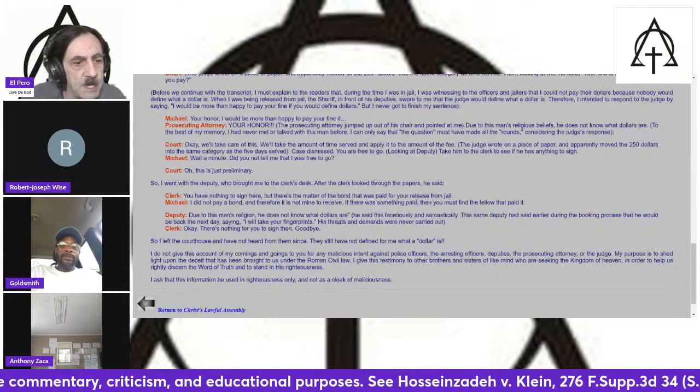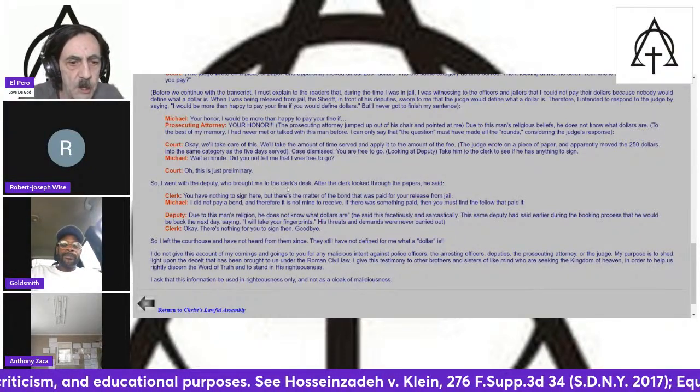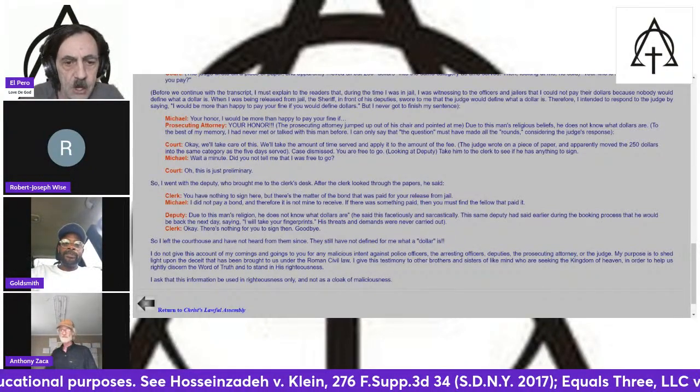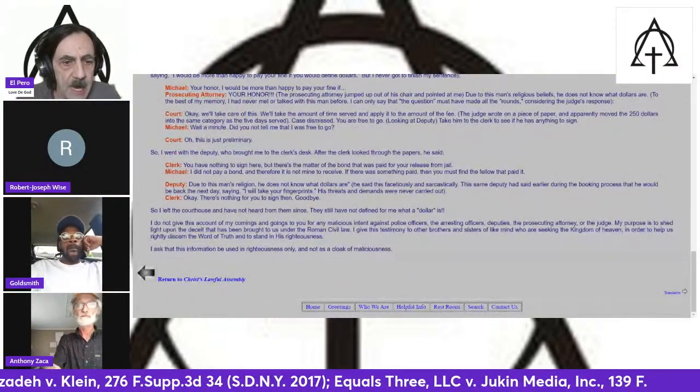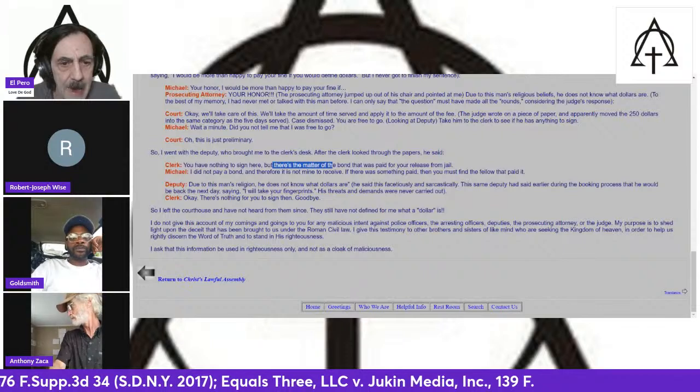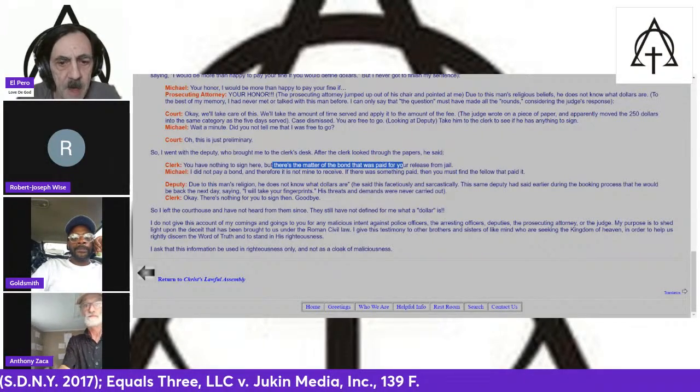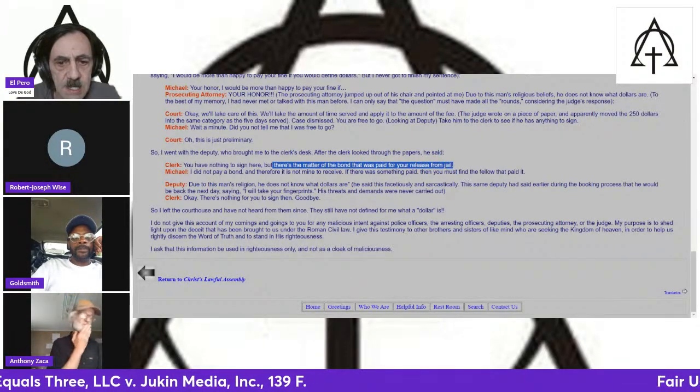So I went to the deputy who brought me to the clerk's desk. After the clerk looked through the papers, he said, you have nothing to sign here, but there's the matter of the bond that was paid for your release from jail.